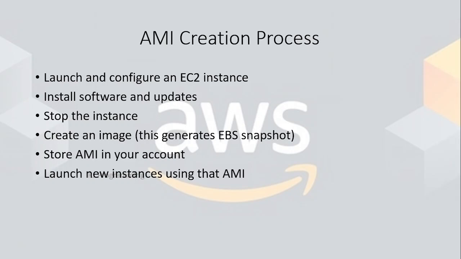To create an AMI, you first launch an instance and configure it the way you need, installing applications, settings, and updates. Then you stop the instance and create an image through the AWS console or CLI. AWS then creates an EBS snapshot of the root volume and stores it as part of the AMI. Once created, you can use this AMI to launch multiple identical EC2 instances, making scaling and recovery much easier.